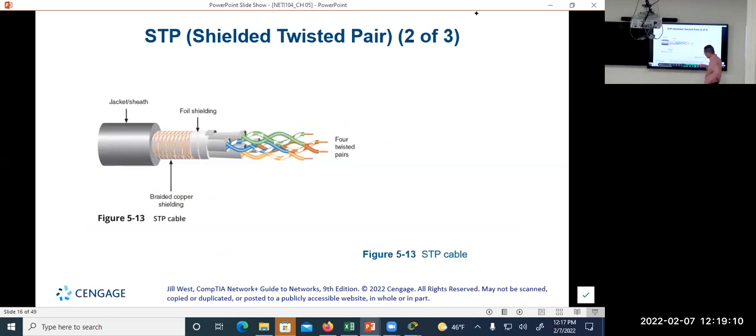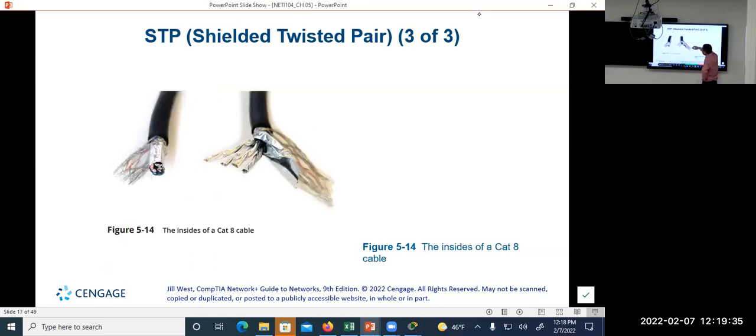Okay, so we see instead of using the UTP, now you use the STP here. For each pair, you have the foil outside it, and outside also you have the braided copper shielding. So you have a lot of protection from the external interference here.